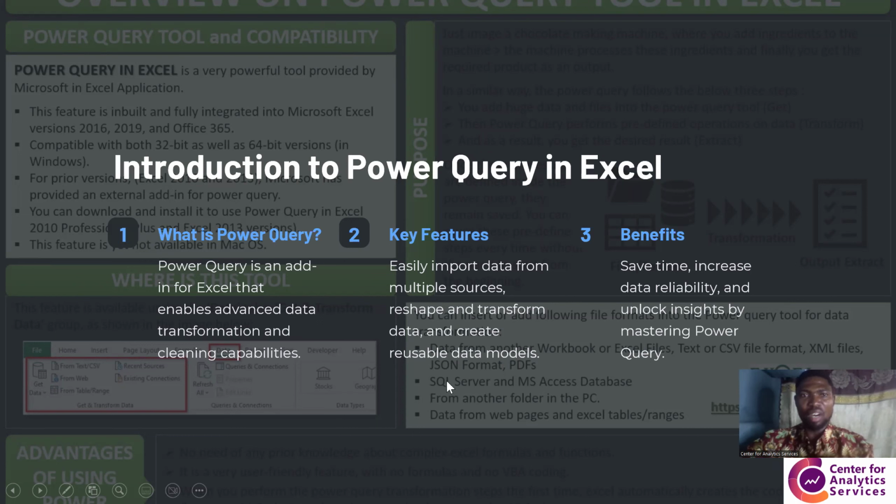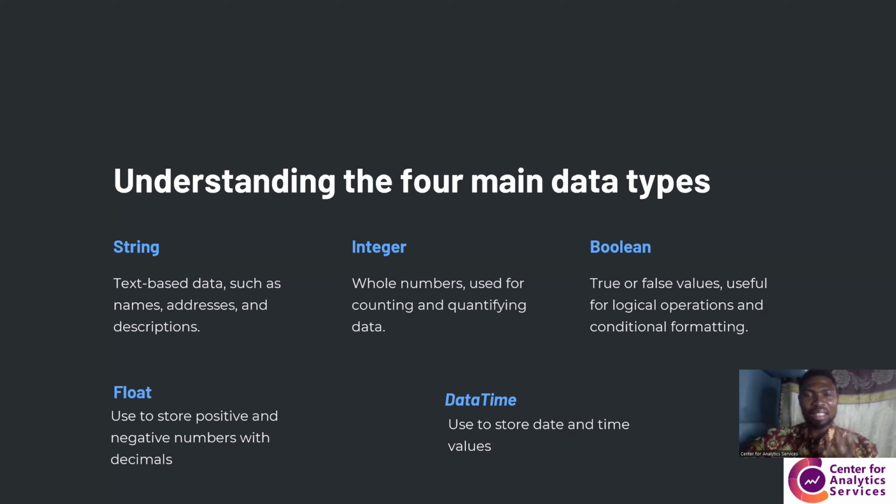So the key feature of Power Query is to help us easily import data from multiple sources. We can reshape them and transform. Transforming means changing, and create reusable models, right? And over here, what we are going to do is to understand the four main data types.